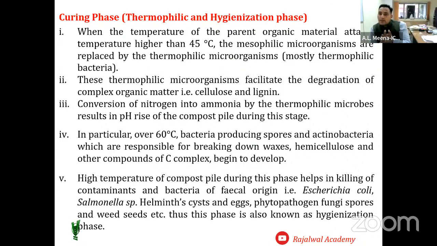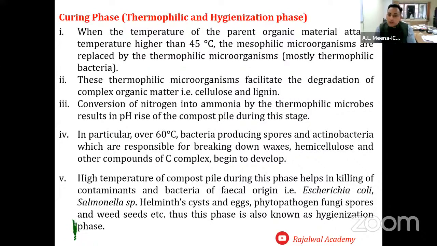And that's why during the high temperature, all the pathogens, insects, pests, and weed seeds present in your organic material will be destroyed by the high level of temperature. So when the temperature of the organic material attains higher than 45 degrees Celsius, the mesophilic microorganisms are replaced by the thermophilic microorganisms. That is, at the initial stage when we are using the organic matter for decomposition, the mesophilic microorganisms will work, and then after some days, they will be replaced by the thermophilic microorganisms. And these thermophilic microorganisms facilitate the degradation of complex organic materials like cellulose and lignins, etc.